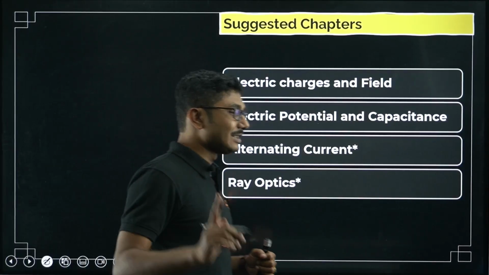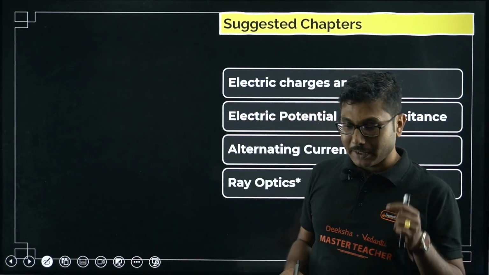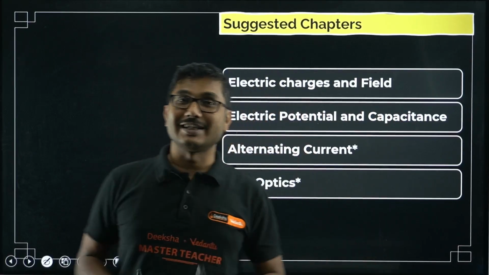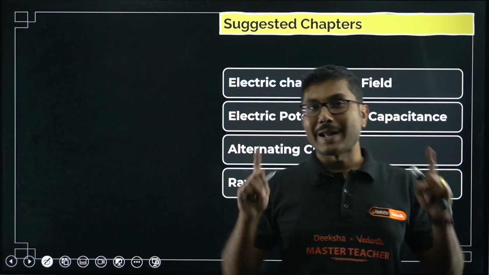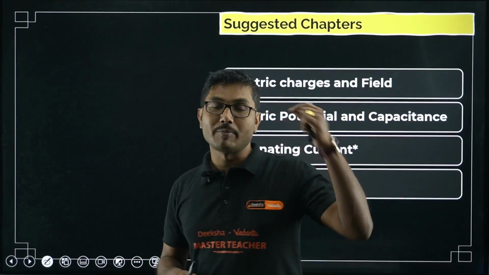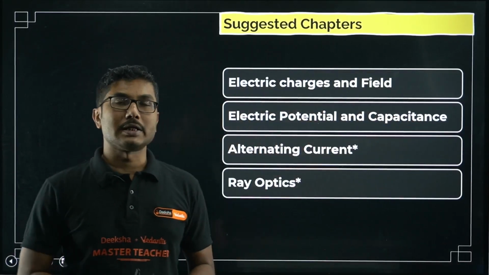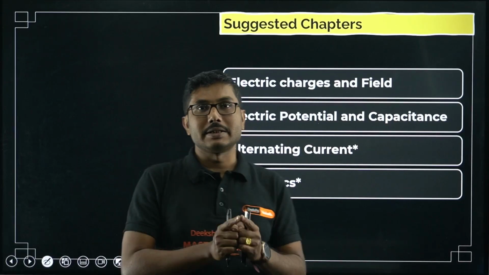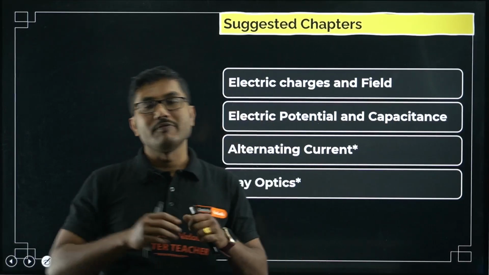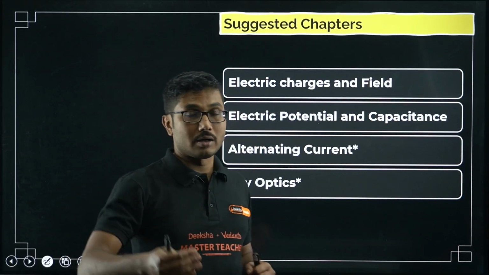Current electricity is another chapter from which you can expect one numerical, but that question is generally very difficult for a normal student. If you have not practiced circuit theory and have not solved a lot of numericals from it, then do not attempt circuit theory at this stage. That will be detrimental, very bad for your score.